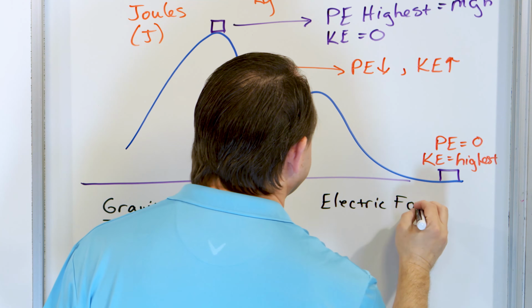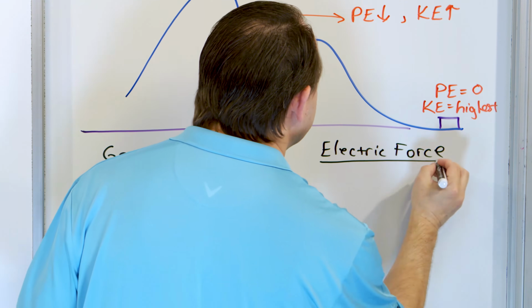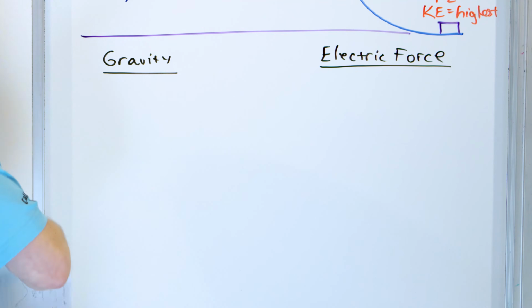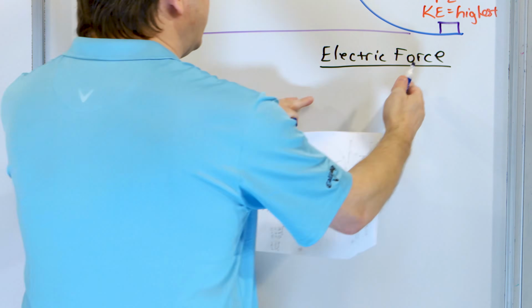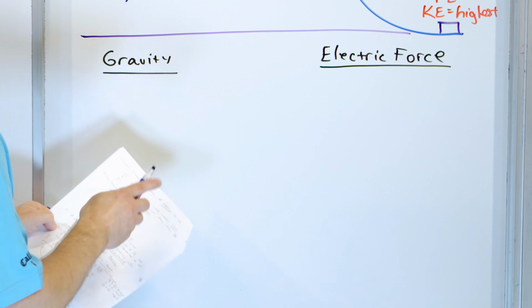Now, I've told you that the electric force is millions and millions and millions of times stronger than gravity. That is true. However, the equations for gravity and the equation for the electric force look really, really similar. Let me show you what this is.